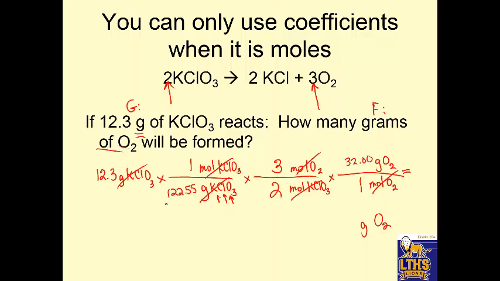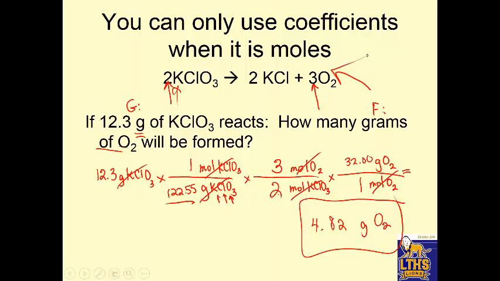Math-wise, 12.3 divided by 122.55 times 3 divided by 2 times 32. When you multiply that and divide that, you get 4.82 grams of oxygen. So what does that mean? That means if 12.3 grams of this go in, 4.82 grams of that should come out.